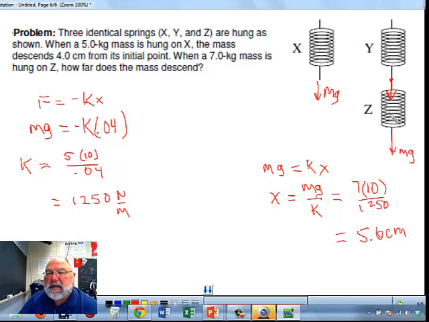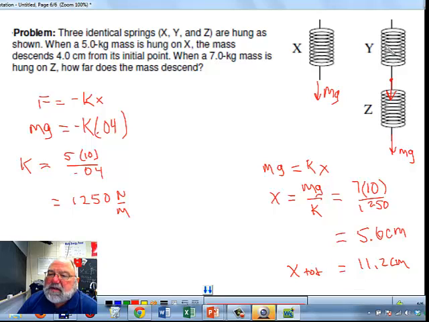How far is Z going to stretch? Well, the force acting on Z is mg, has the same k, same mg, so it's going to stretch another 5.6 centimeters. So x total is going to be equal to 11.2 centimeters. And for this, we would call that the springs are in series. So the stretch is greater.